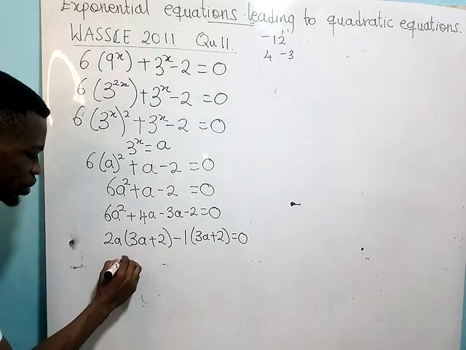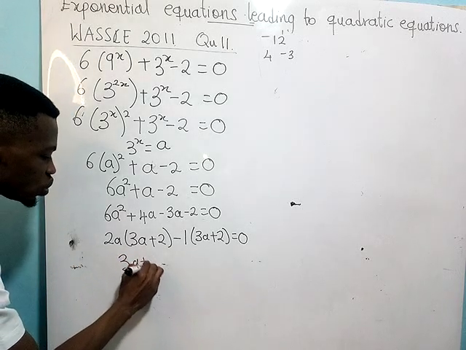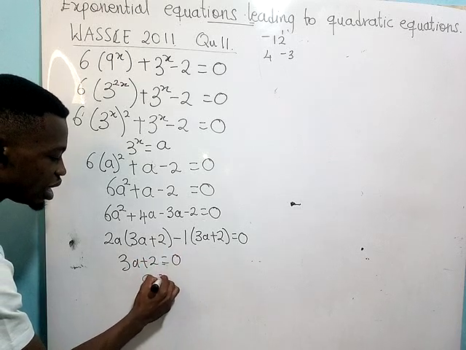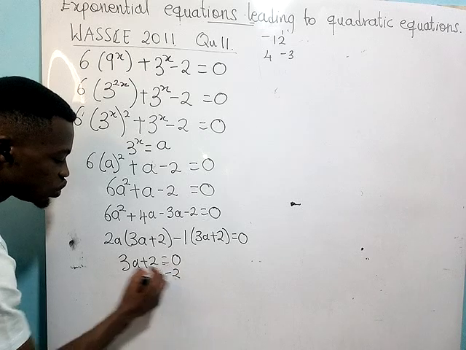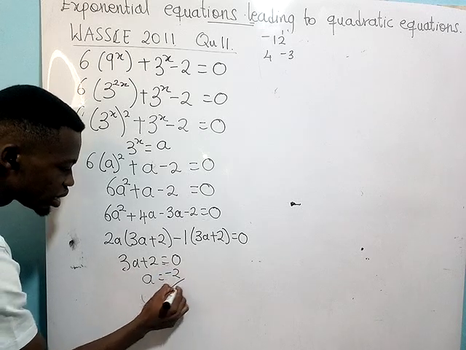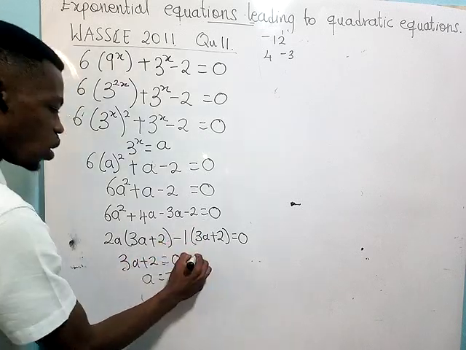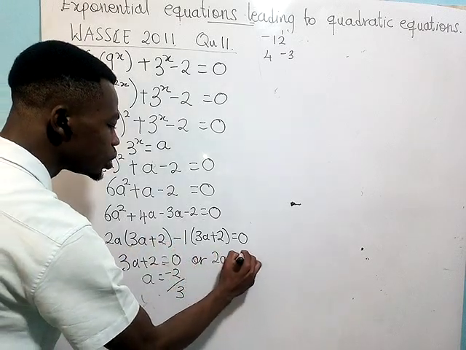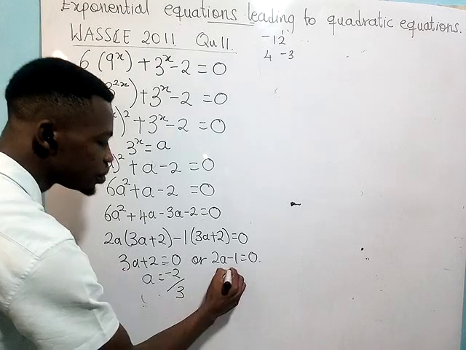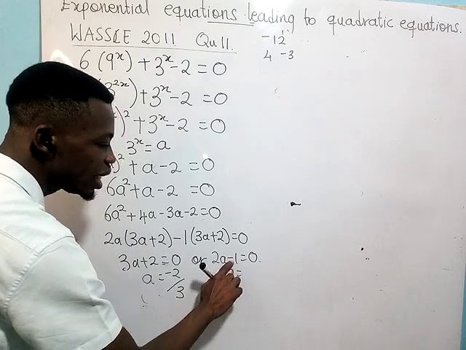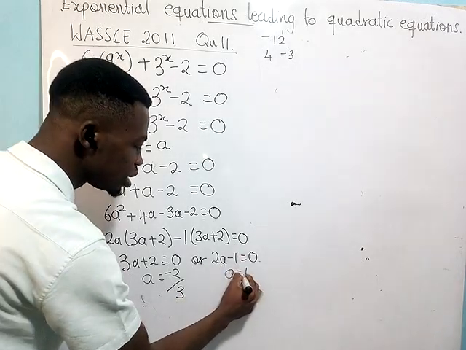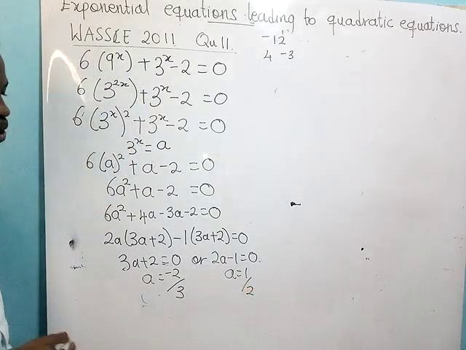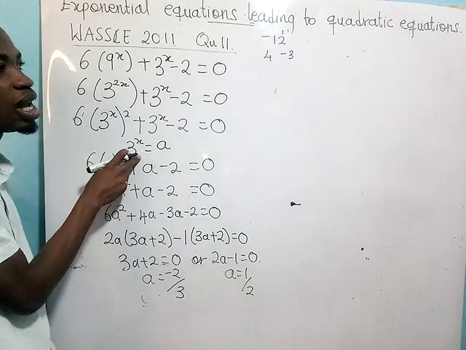Then now, we'll say that our 3a plus 2 is equal to 0. And now our a, this 2 will cross and become negative 2, and the coefficient 3 will divide. Or 2a minus 1 is equal to 0. Our a is equal to negative 1 will cross and become positive 1. This is a coefficient, it will divide. We have this.